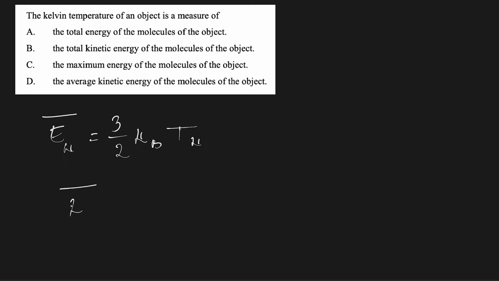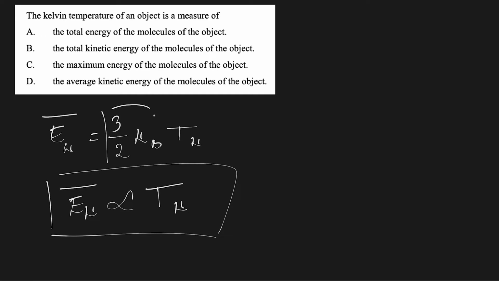And we know that the average kinetic energy, therefore, must be proportional to the Kelvin temperature, because if we recall, this is simply a constant. This can be found in your data booklet. So we know this. Well, that means that we can eliminate A. Why can we eliminate A?